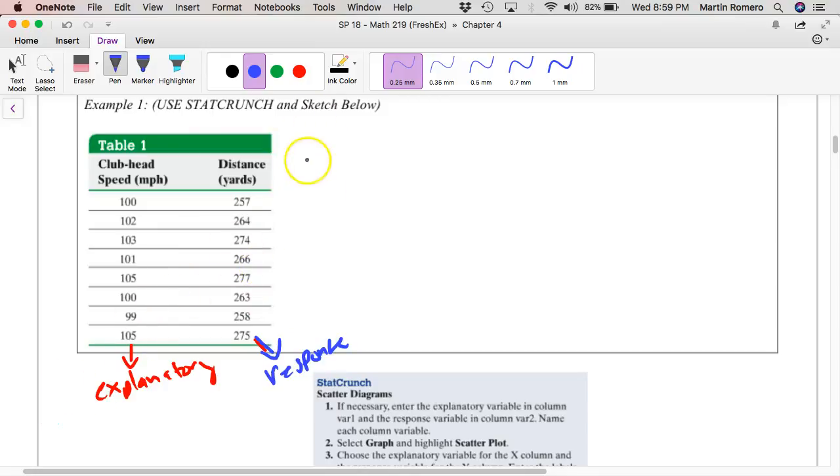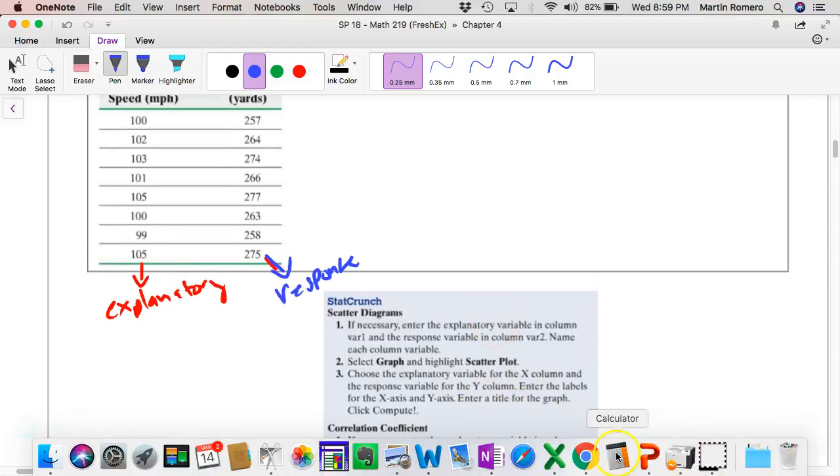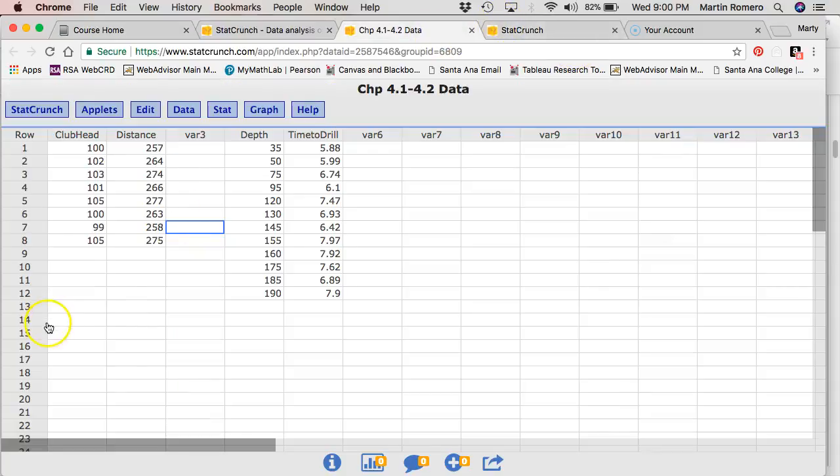So let's go ahead and take a look at how to graph that. Instructions are here on how to do that, and we will also do it here to show you. I'll demonstrate it. I already have the data in. Let's take a look. Here it is: the club head, how fast you're swinging it, and then how far the ball goes.